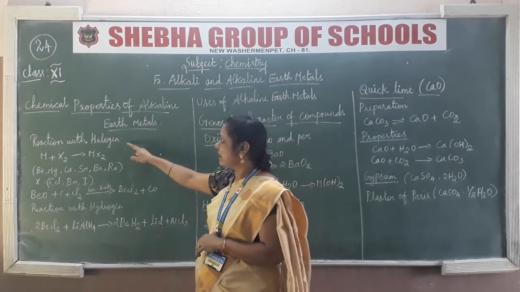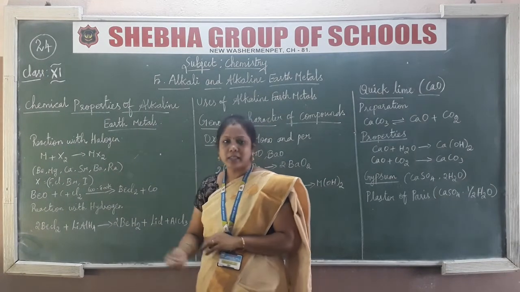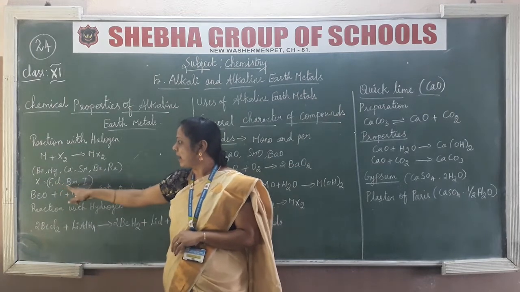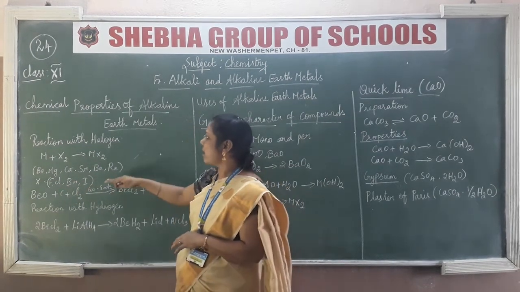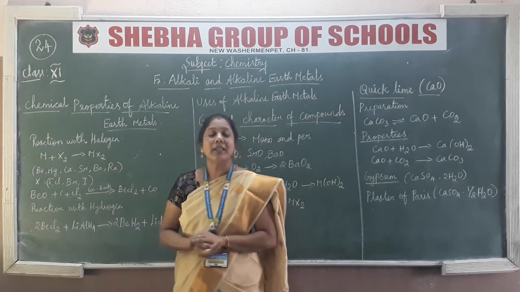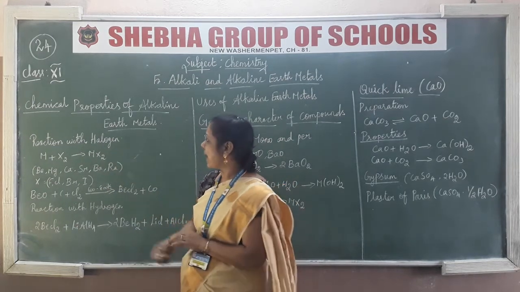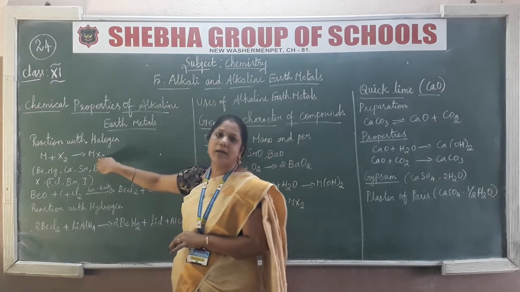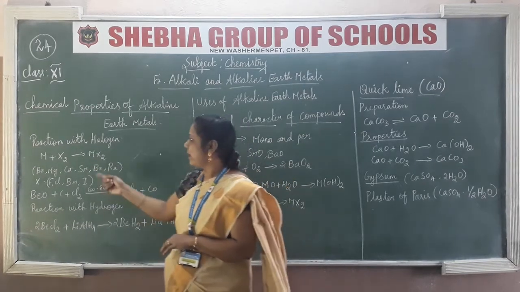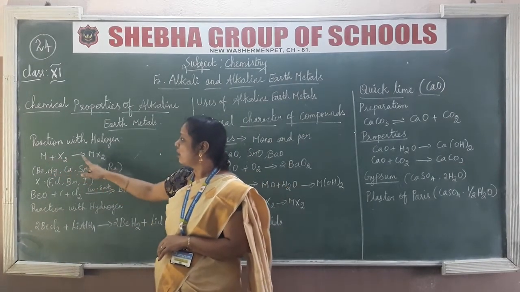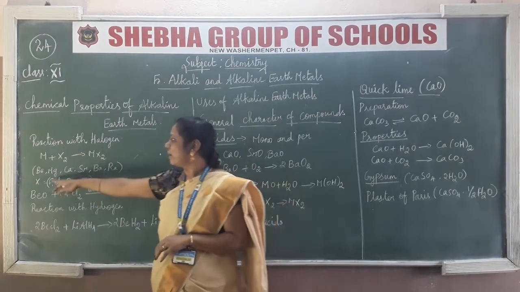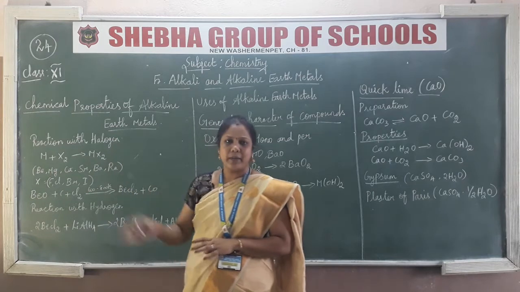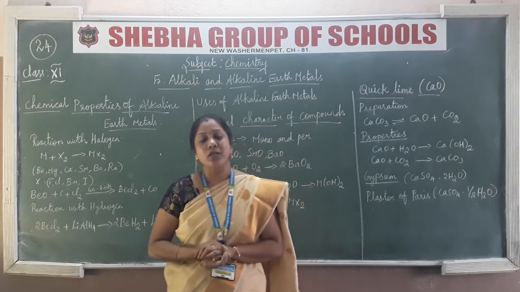The halogens are obviously fluorine, chlorine, bromine and iodine. These halogens react with the alkaline earth metals. What will happen? We get the metal halides, that is M plus X2, where M means the alkaline earth metals like beryllium, magnesium, calcium and so on. So this is the reaction with halogens.